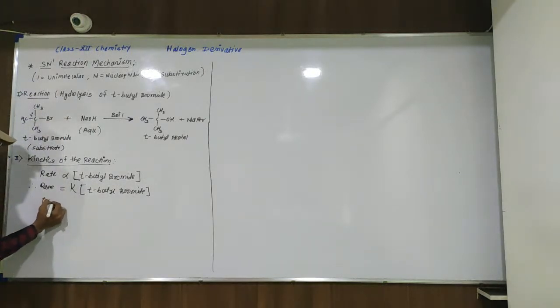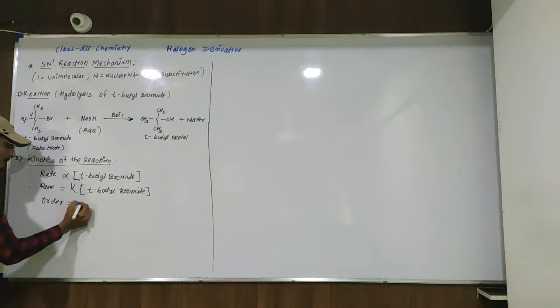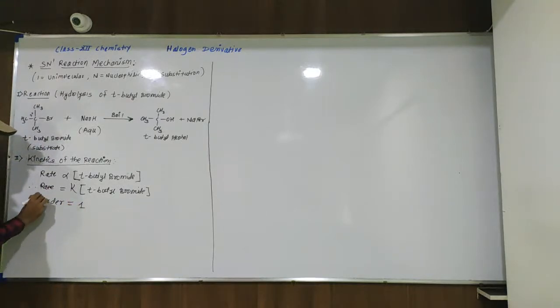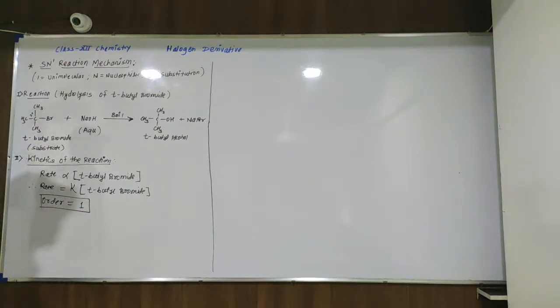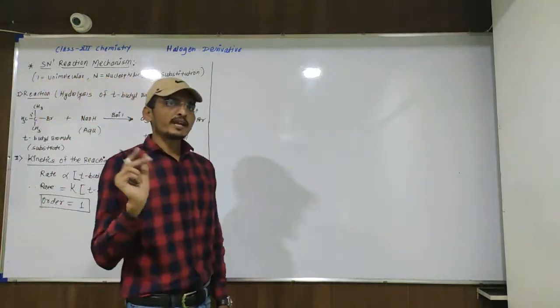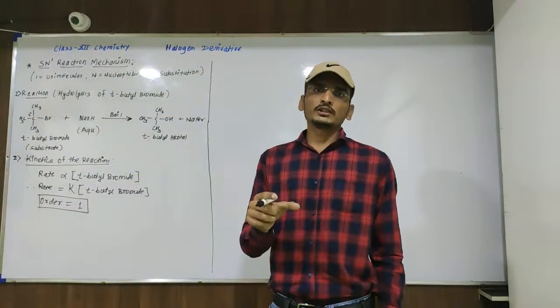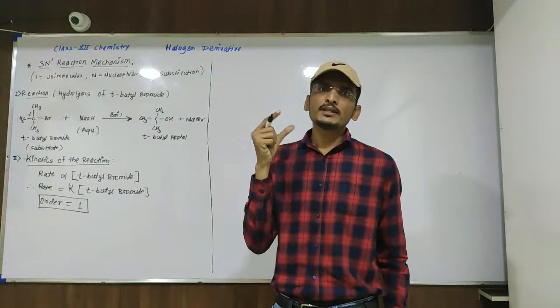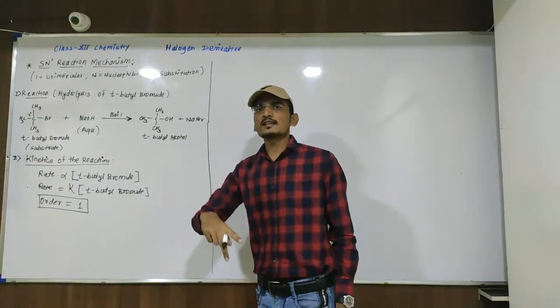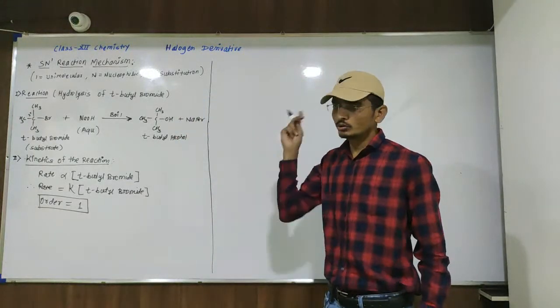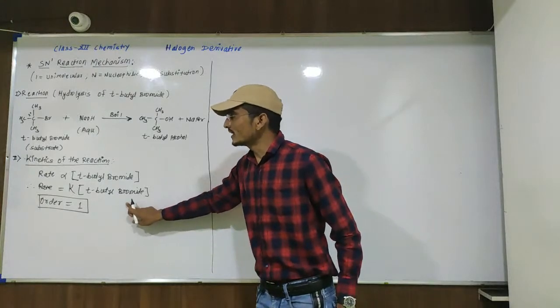So what is the order of reaction? The rate of reaction only depends on the concentration of tert butyl bromide. So that's why it is a first order reaction. So the order of reaction is 1. त्यामुळे रिएक्शन ची ऑर्डर काय येणार आहे 1. Why is it 1? बघा SN2 मध्ये काय झालं होतं, the rate of reaction depends on both, that is CH3Br, methyl bromide, and OH minus, that is a nucleophile. So in that case the order is 2. But in this case the order is 1.